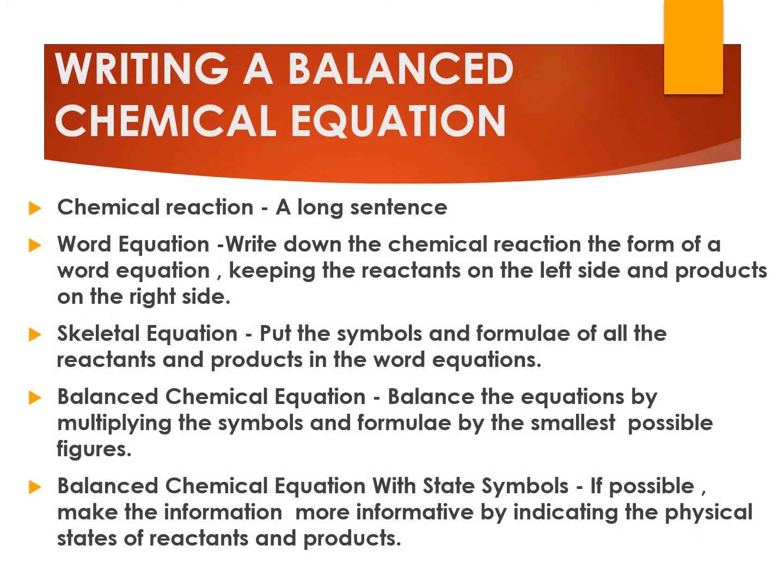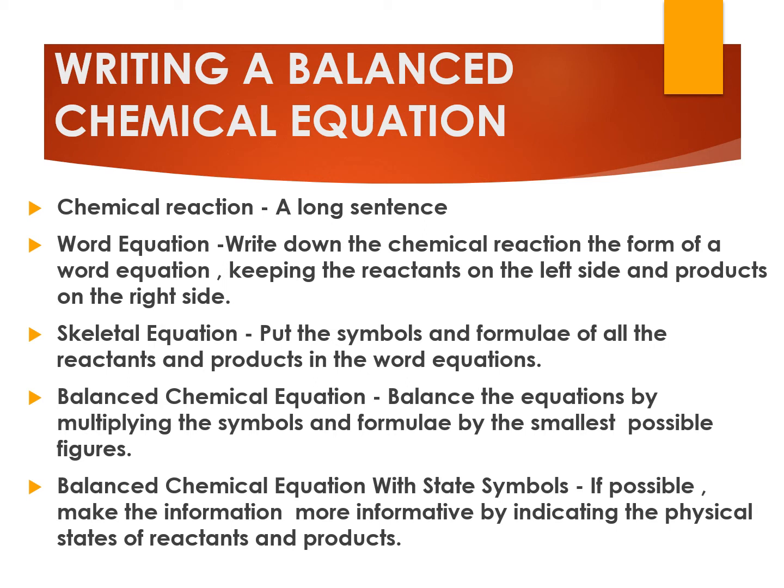Now I am going to compile once again what we have just understood in detail. How do we write a complete balanced chemical equation? Step 1, we should start with the chemical reaction. A chemical reaction is a very long sentence describing whatever chemical change has taken place. To make it a little shorter, we squeeze it and change it into a word equation. What do we do in a word equation?